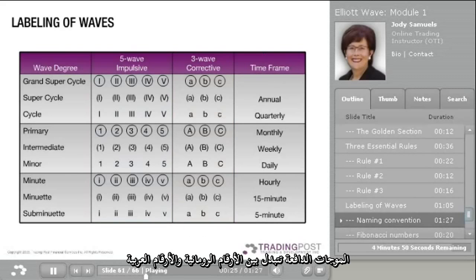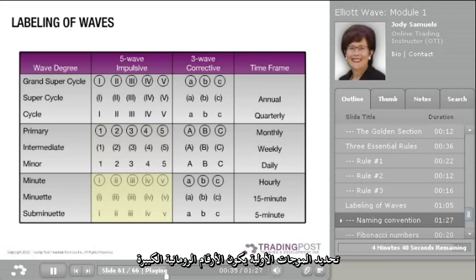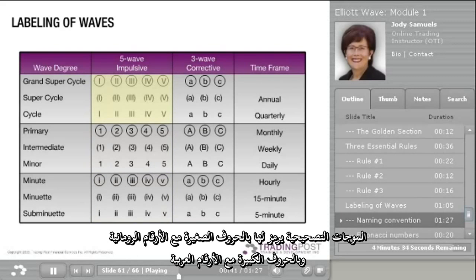The impulsive waves alternate between Roman numerals and Arabic numerals. Labeling below minor degrees is in lowercase Roman numerals. Labeling above primary degrees is in uppercase Roman numerals. The corrective waves are labeled in lowercase for the Roman numerals and in uppercase for the Arabic numerals.